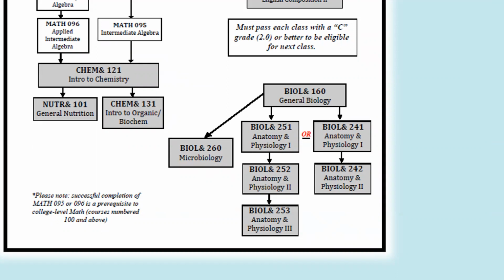We'll notice that at Clark, there are two options for anatomy and physiology. We have a two-part, which is the 241 and 242 sequence, and then we have the 251 through 253 sequence. At Clark, all of the coursework required for the dental hygiene program is offered every quarter, with the exception of the Biology 251 sequence. That three-part sequence, which is not as accelerated as the two-part, only begins each fall. And then we also have microbiology.